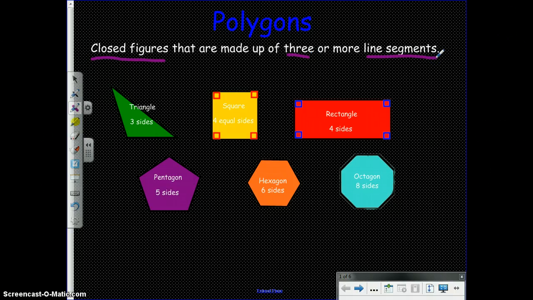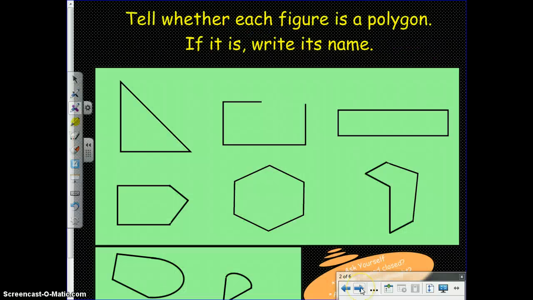And these line segments are going to be straight lines, like so. They are not going to be curved lines. And here, again, is an example of some polygons right here. We'll get into exactly what these are in a little bit. Okay? So again, look at this picture here. To tell if the shapes are polygons or not, you have to ask yourself a couple questions.